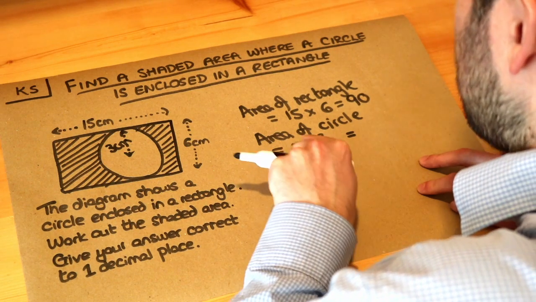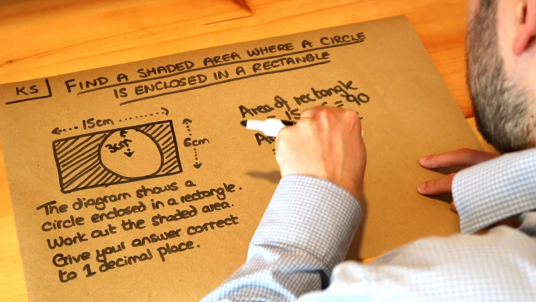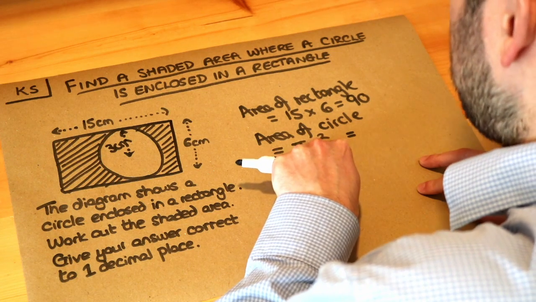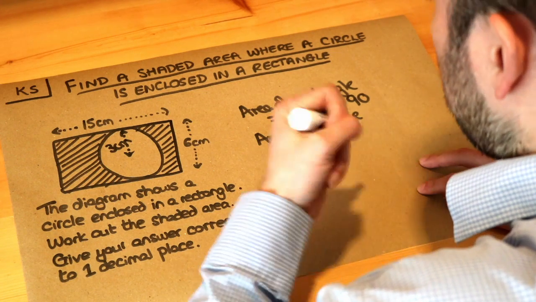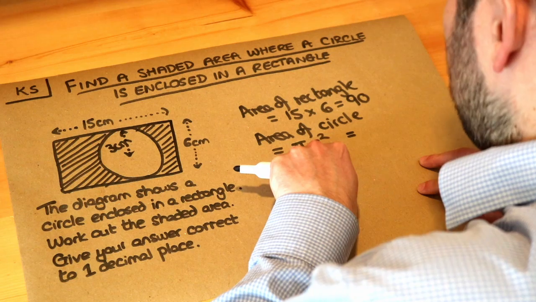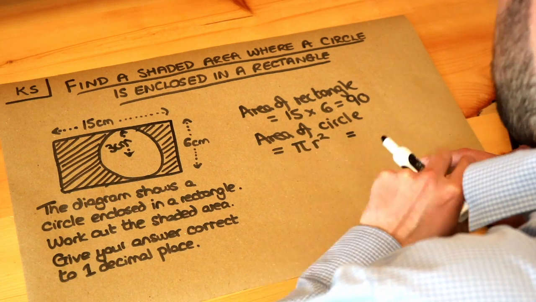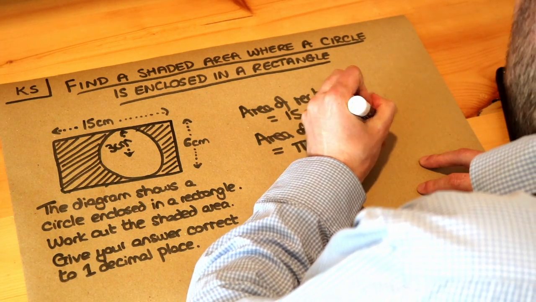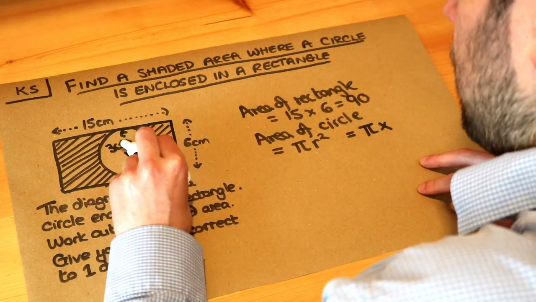Remember, pi r squared means pi times by the radius squared. It doesn't mean pi times the radius, all squared. We've got to think about order of operations. We do the pi times by the radius squared. So pi multiplied by the radius squared, 3 squared.